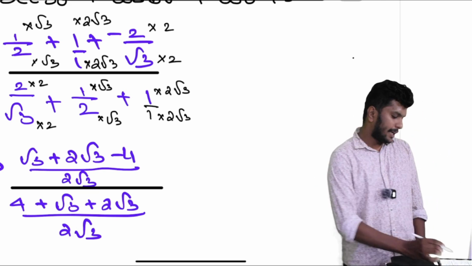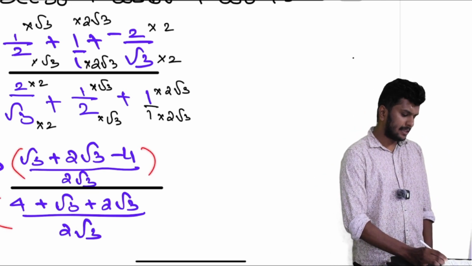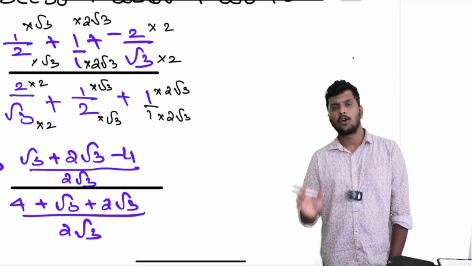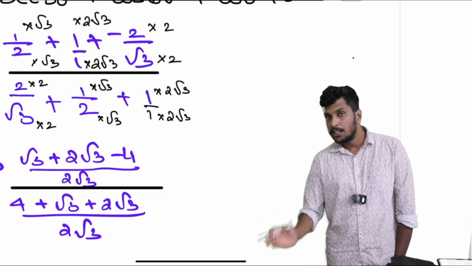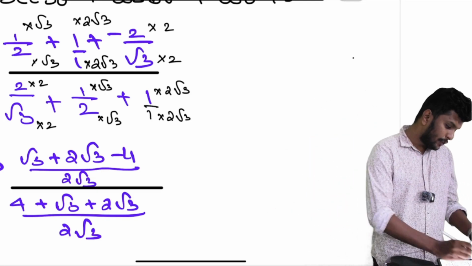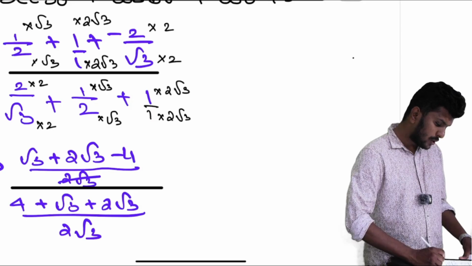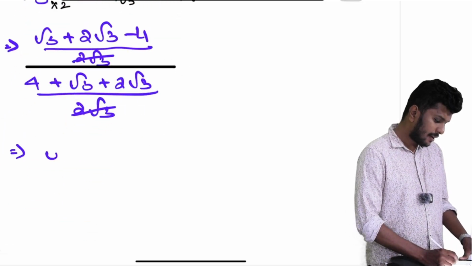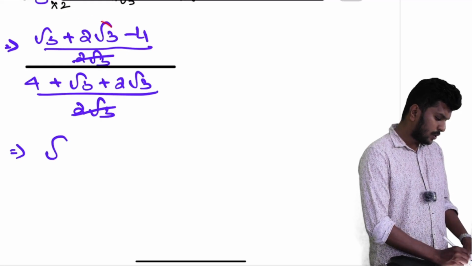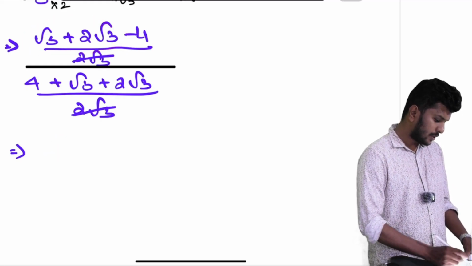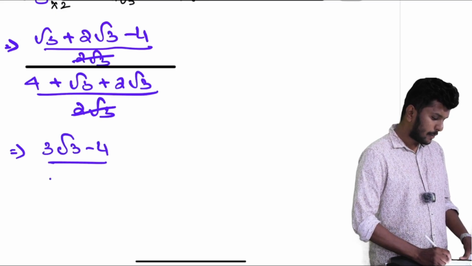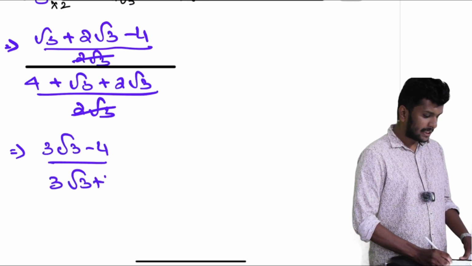Now if you look here, this is our numerator, this is our denominator. Both have a common term that can be cancelled out. So 2 root 3 gets cancelled out. So what do you have now? Root 3 plus 2 root 3 is 3 root 3. So that implies 3 root 3 minus 4 divided by 3 root 3 plus 4.